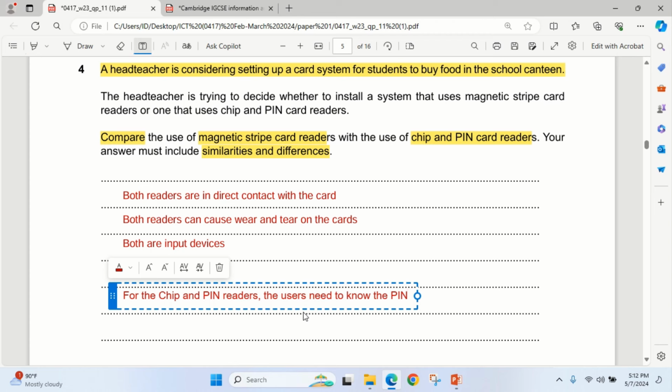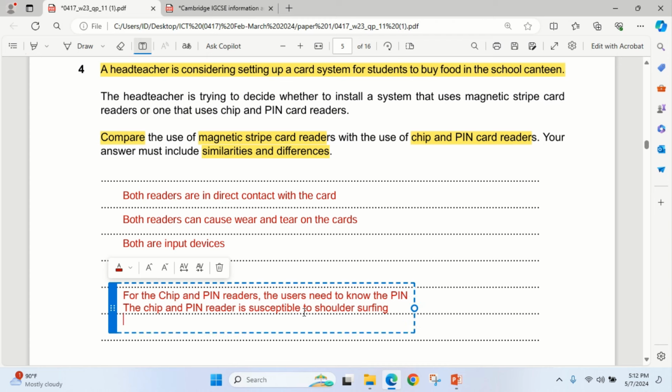Okay, then the next one is that the chip and pin reader is susceptible to shoulder surfing, because while you are putting in the pin, somebody could be behind you shoulder surfing the pin. Somebody could watch the buttons you press to know the pin. So that one is with chip and pin reader.